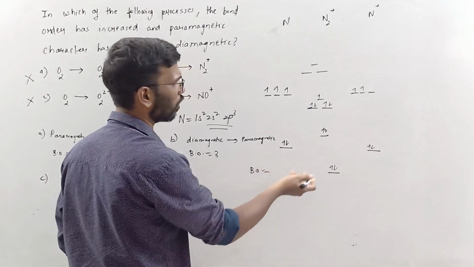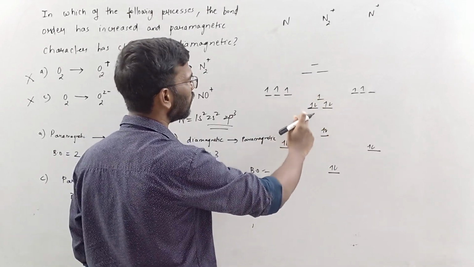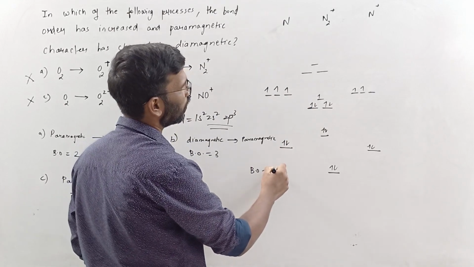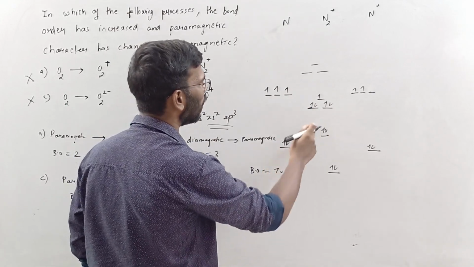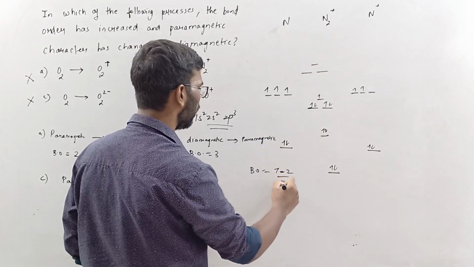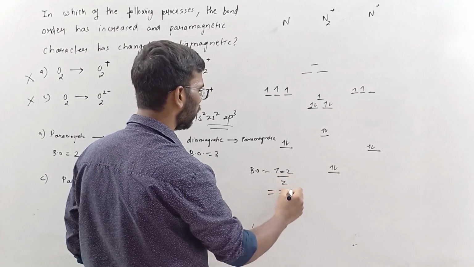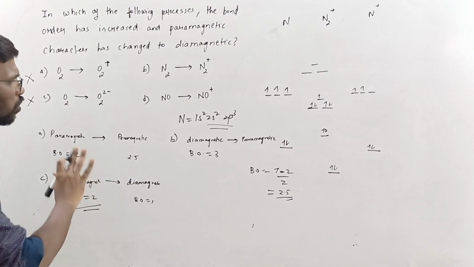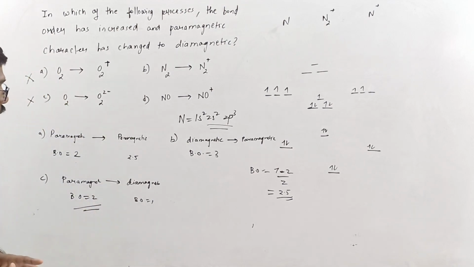Bond order is equal to what? This is 2 and this is 5. 5 plus 2 is how much? 7. Minus anti-bonding. This is anti-bonding, no? There are no electrons over here. Minus 2 divided by 2, that is 2.5. Bond order has also decreased, right? So option B is not the correct answer.